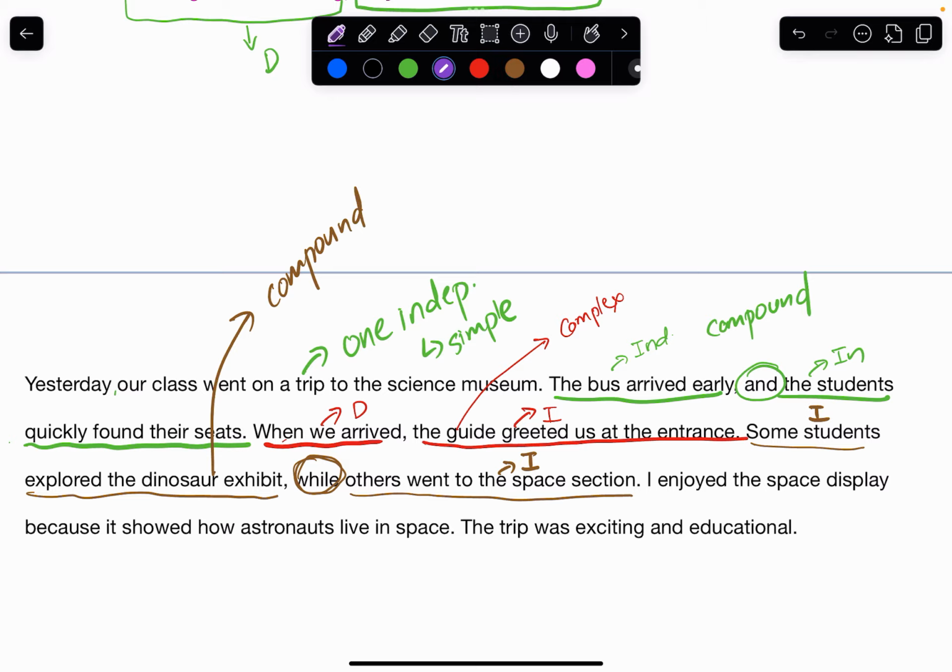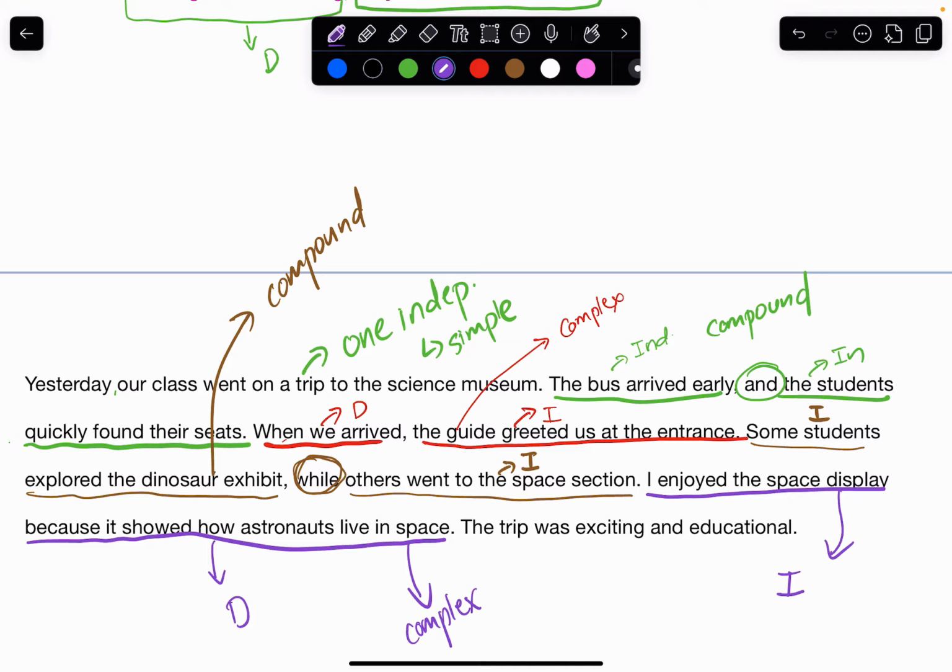Now the next one is, I enjoyed the space display because it showed how astronauts live in space. I enjoyed the space display is an independent clause because it makes sense on its own, and then because it showed how the astronauts live in space is a dependent clause. So this becomes a complex sentence.